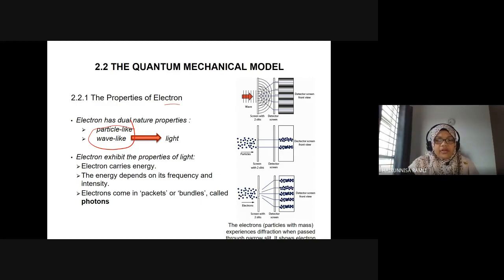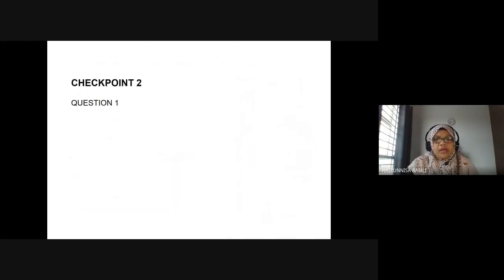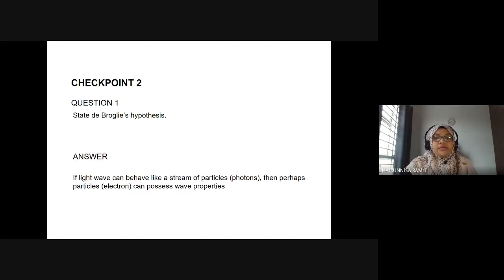Earlier, what were photons? Electrons come in packets or bundles. That is what we mean by photons. So for this checkpoint, again, because all of this is theory, state de Broglie's hypothesis. De Broglie earlier mentioned dual properties, right? So electrons can behave as particles and also as waves. That is the keyword.